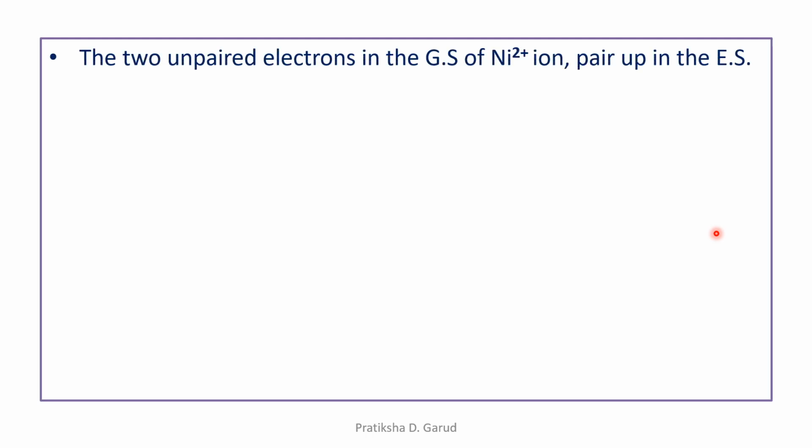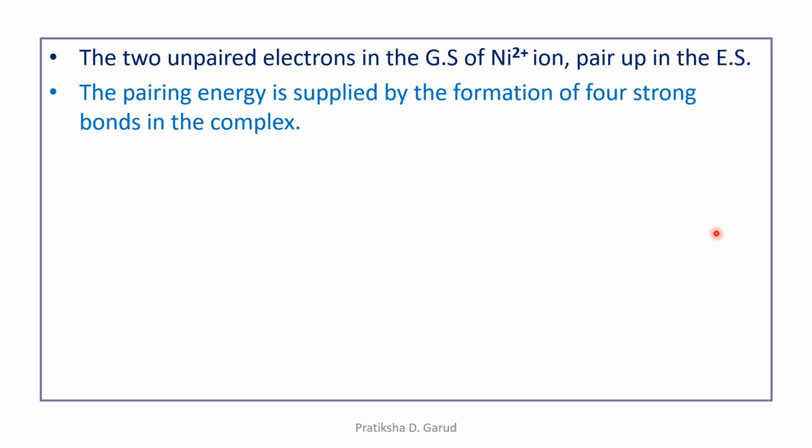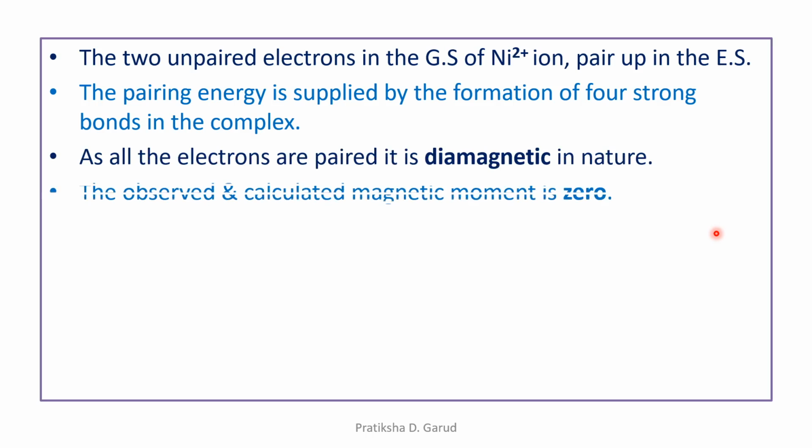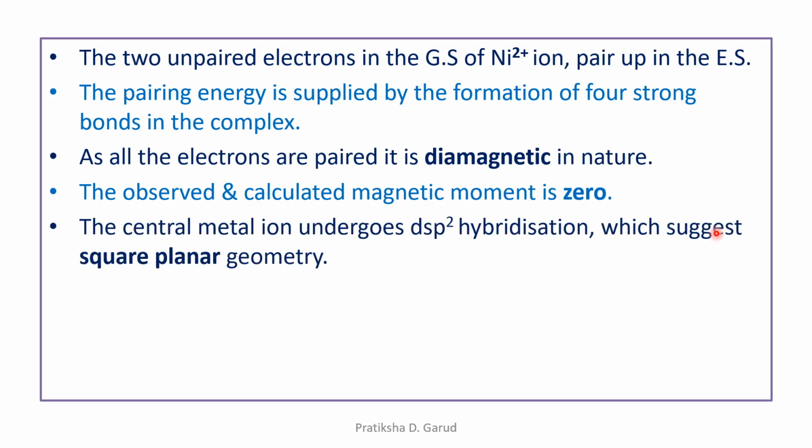So further we can say that the two unpaired electrons in the ground state of the Ni2+ ion pair up in the excited state, right? And the pairing energy here is supplied by the formation of four strong bonds in the complex. As all the electrons are paired, we can say that it is diamagnetic in nature. Then the observed as well as the calculated magnetic moment is 0 because it is having no unpaired electron. And the central metal ion undergoes dsp2 hybridization, which suggests the square planar geometry.